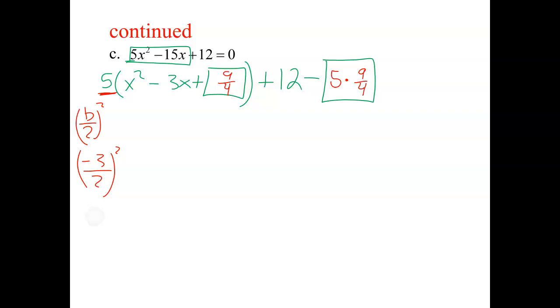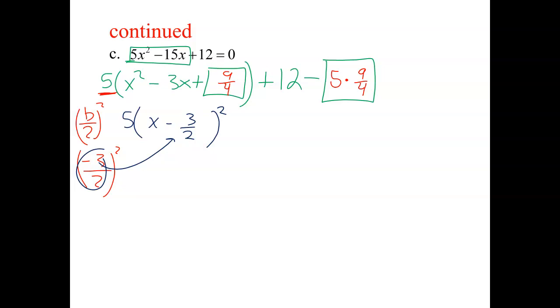Okay? Let's go to factor. So the leading coefficient stays there, the 5 that I factored out. It still comes along. Then I have x minus 3 over 2 squared. That's the factoring. That went there. And then 5 times 9 over 4 is 45 over 4.